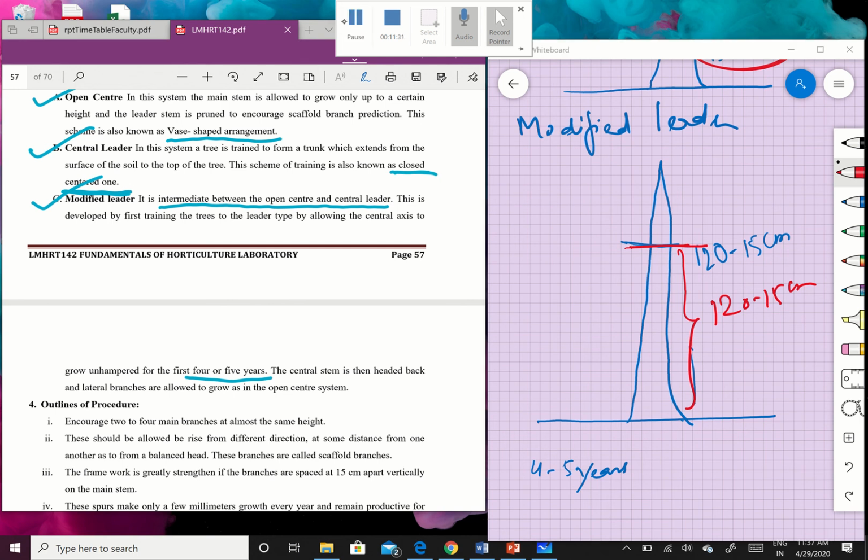So after cutting from here, new growths will come out. From here, first we are going to select the first shoot, and it should be at a height of 40 centimeter. Then 4 to 5 branches located at a distance of 15 to 20 centimeter we are going to place all around the main stem.